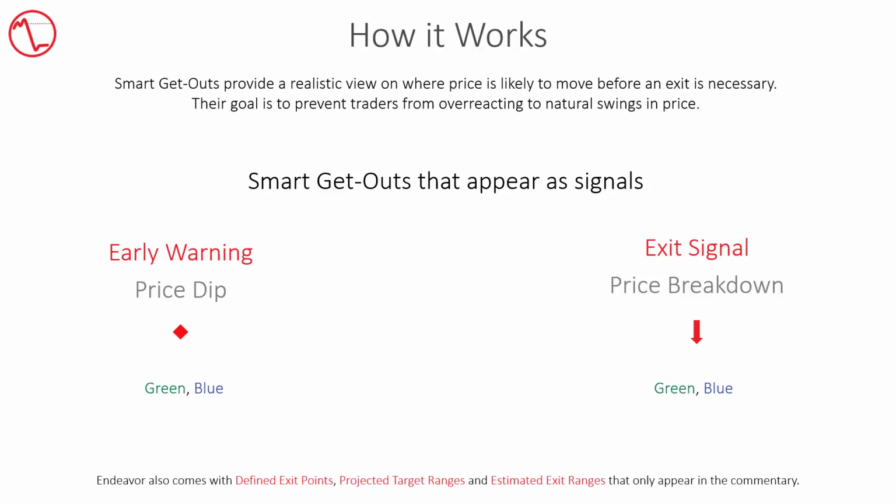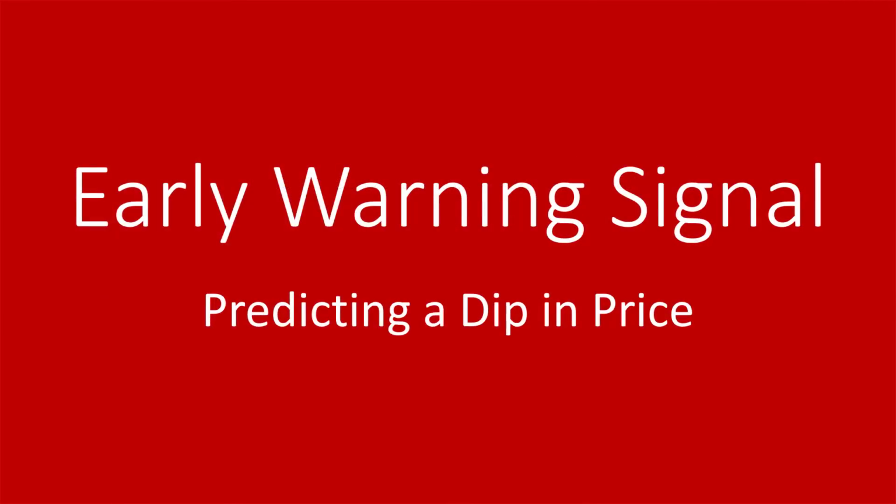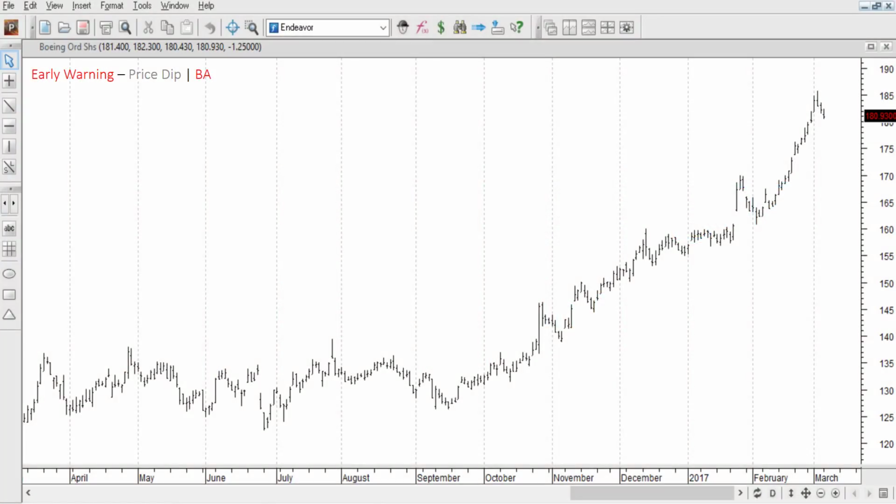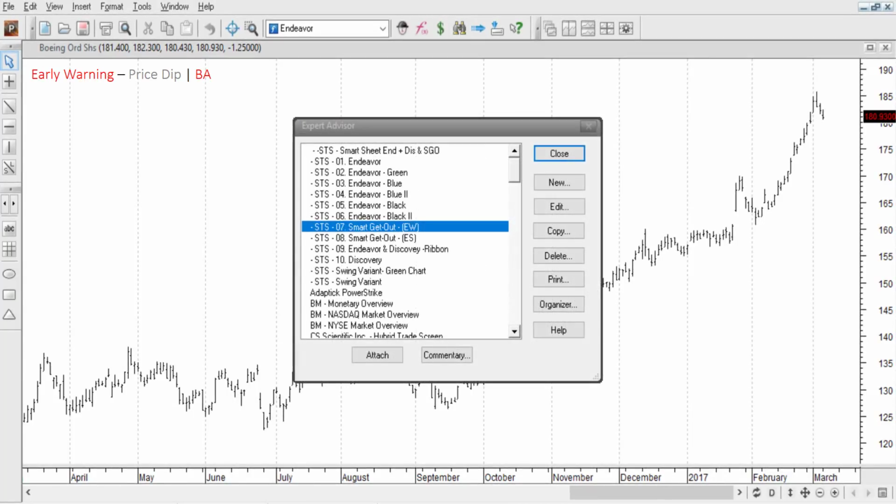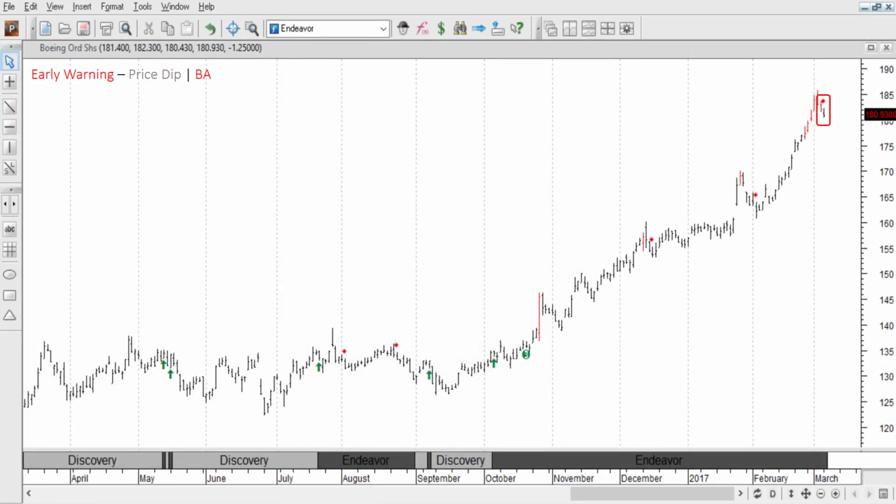Now, let's see these in action, starting with the early warning signal, predicting a dip in price. If you want to be the first to know when price is going to dip during an upward trend, then this is your signal. Like always, bring up your chart. This is Boeing, ticker symbol BA. Apply Smart Getout-EW, which stands for early warning, and when the criteria is met, a signal will appear on your chart. Remember, the early warning signal appears as a red diamond.